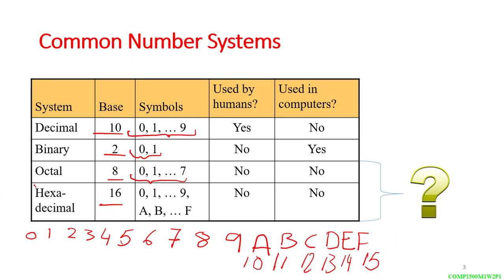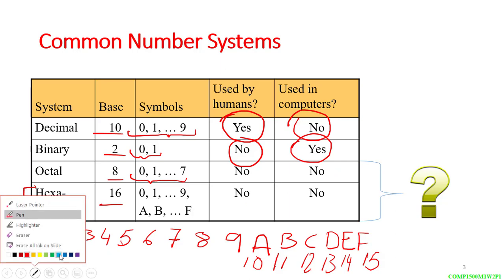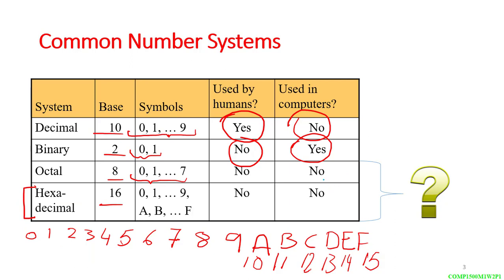Now what we need is, humans use only decimal. Computers don't use decimal. Computers use binary. Humans don't use binary. But if you look over here at these values, neither the humans nor the computers use them. So why do we need them? Basically, we need them for data representations.